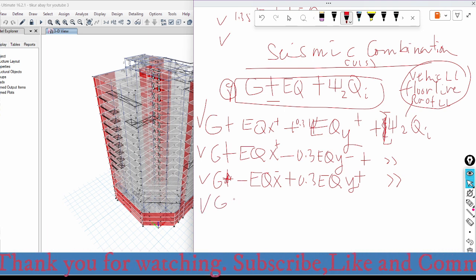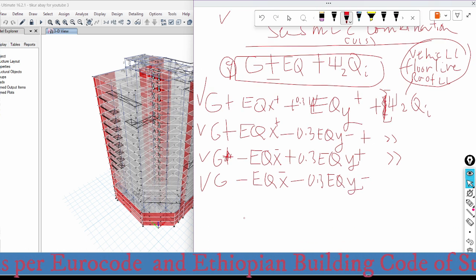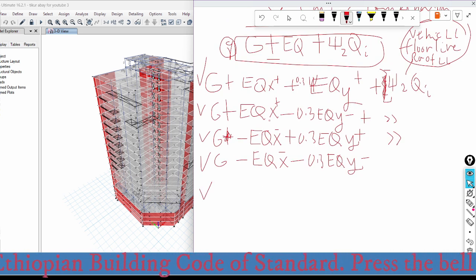And the fourth one is the permanent load combined with 100% of the earthquake load in negative x direction and combined with 30% of the earthquake load in negative y direction. And the other, here, is when 100% of the seismic load is acting in positive and negative x direction. And also there will be a combination where 100% of the seismic load will be acting along the y direction.